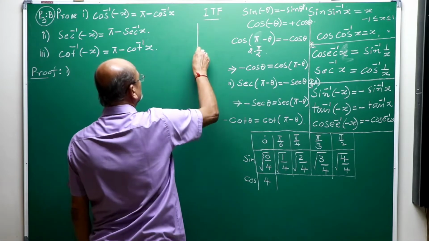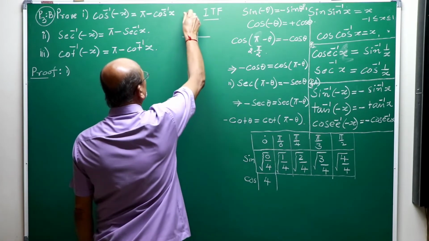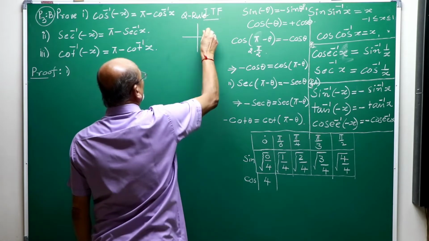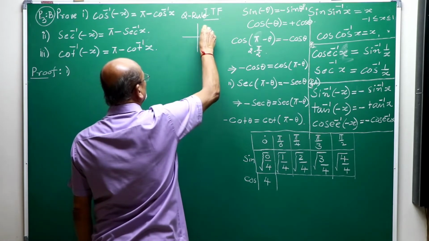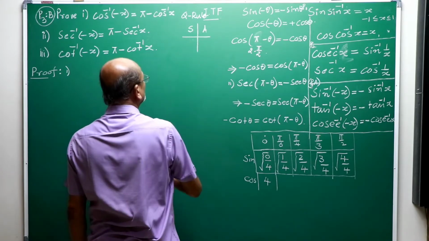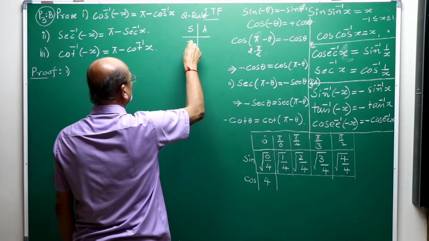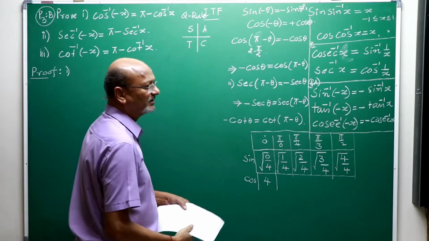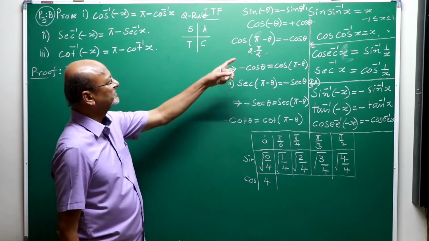Quadrant rule. This is the quadrant rule. I write the simple quadrant rule. My friend, in the first quadrant all trigonometric ratios are positive. In the second, sine is positive. In the third, tan is positive. In the fourth, cos is positive. My friend, tell me, where is the angle?